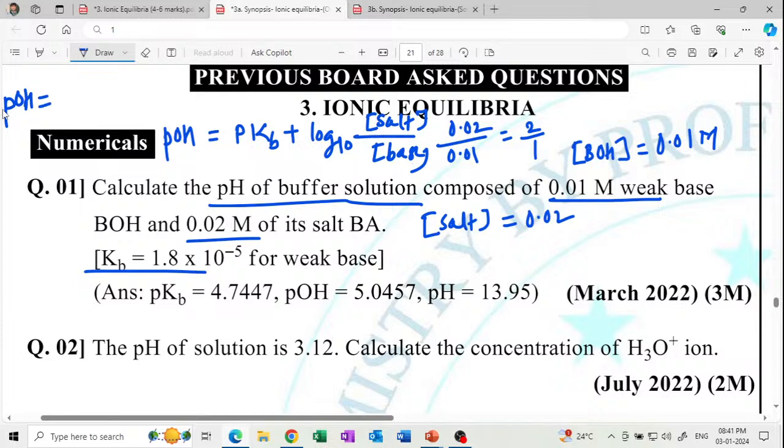pOH is equal to, the Kb value is given, so calculate the pKb first. How to calculate the pKb? pKb is equal to minus log to the base 10 of the Kb value. Kb is 1.8 into 10 raised to minus 5, so minus log to the base 10 of 1.8 into 10 raised to minus 5. Calculate pOH directly, and after calculating pOH, then calculate pH.